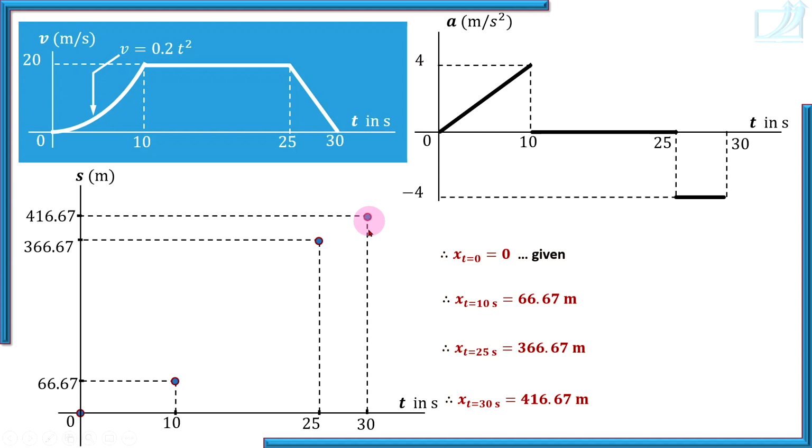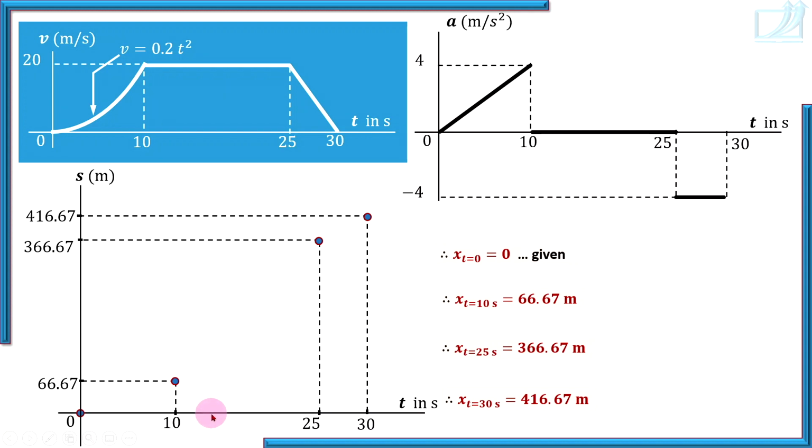416.67. And don't get confused at all. If initial position is at origin, then at any given instant displacement and position are the same. So the position time diagram is nothing but the displacement time diagram. Okay. Now we are going to join these points. Velocity is slope of the position time diagram or displacement time diagram.